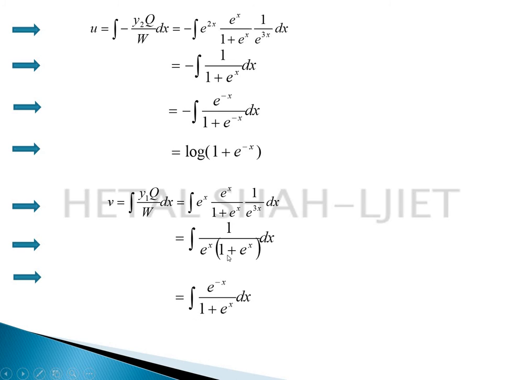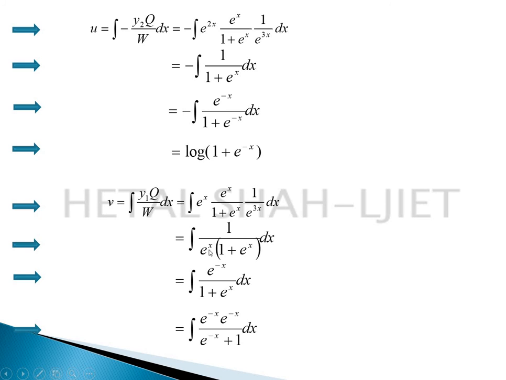For that, we multiply e raised to minus x in numerator and in denominator. So here we get e raised to minus x upon 1 plus e raised to x. Again, we cannot easily find the integration of this term. So again we multiply e raised to minus x in numerator and denominator.